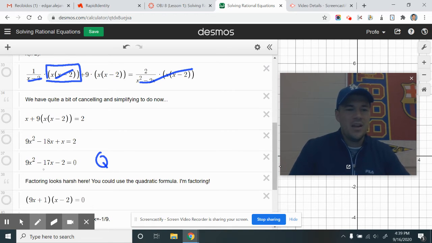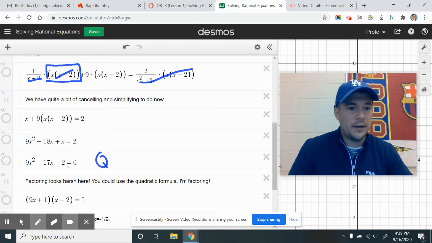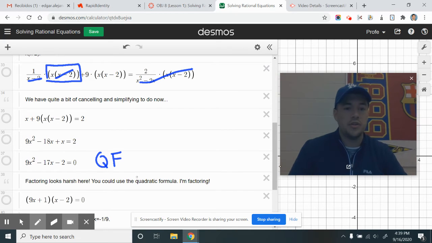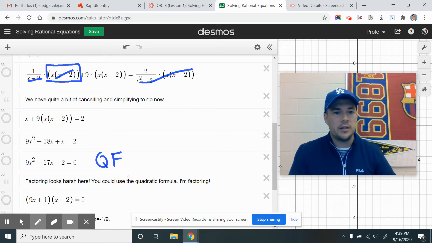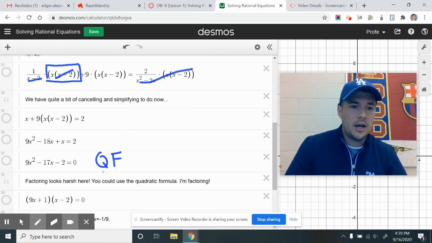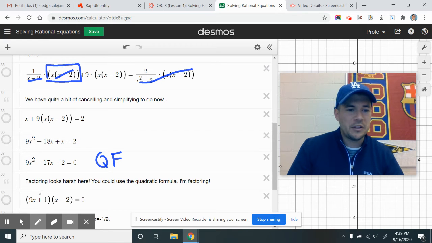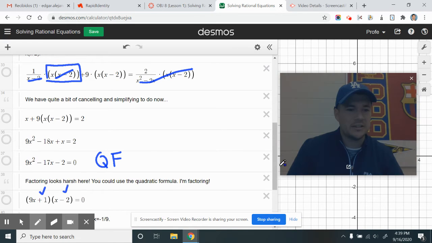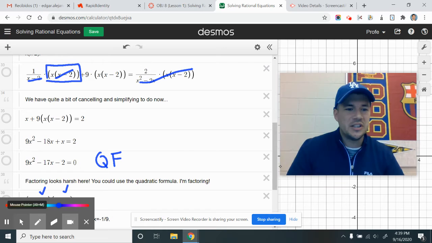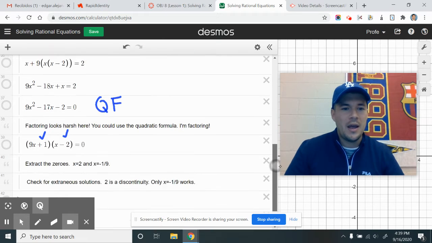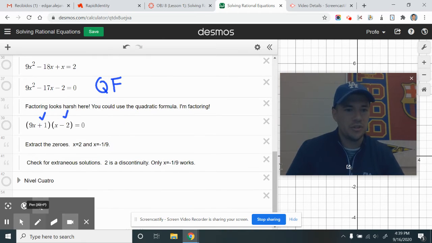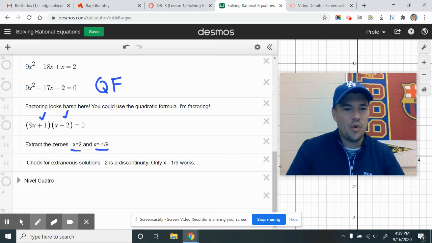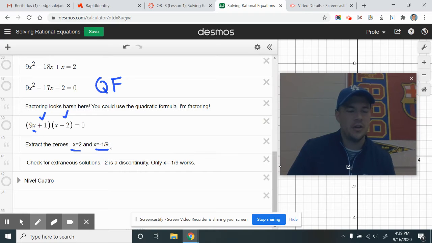All right. Now, if factoring right here drives you nuts because your a value is 9, then you could go on and use the quadratic formula to find the two solutions. I chose to factor. All right. You can use a box, and I found that the factors were 9x plus 1 and x minus 2. All right. I set both of those equal to 0, and I find my two solutions, which are x equals 2 and x equals negative 1/9, all right, which came from this factor, all right?